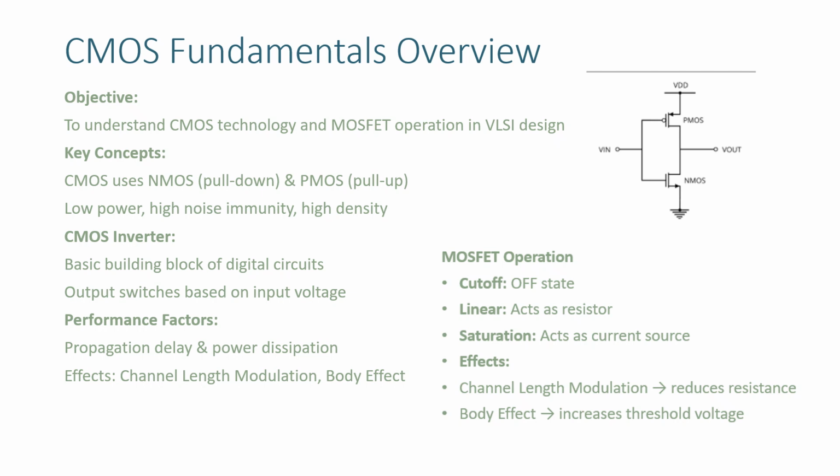Next, I had a task that strengthened my CMOS fundamentals. I learned that CMOS technology uses both NMOS and PMOS transistors, where NMOS forms the pull-down network and PMOS forms the pull-up network. This combination provides low power consumption and high noise immunity. I also learned MOSFET operation, that is the three regions of operation: cutoff, linear, and saturation, depending on the gate and drain voltages.